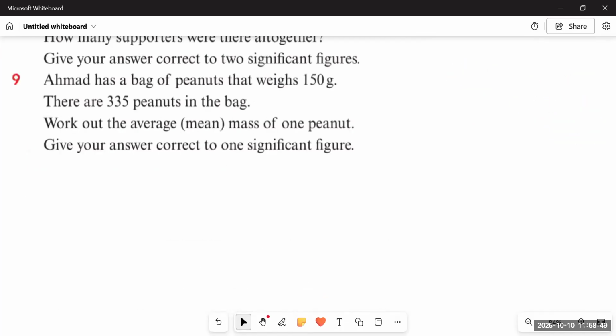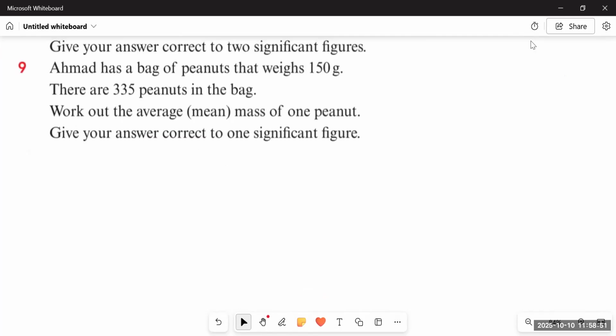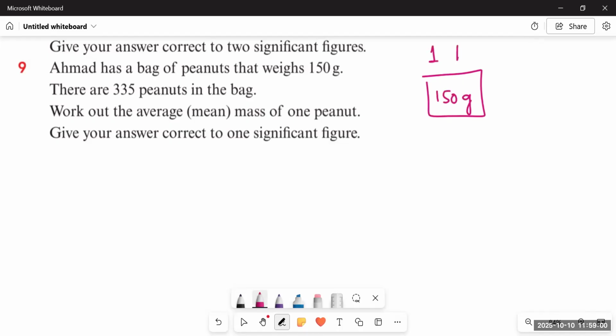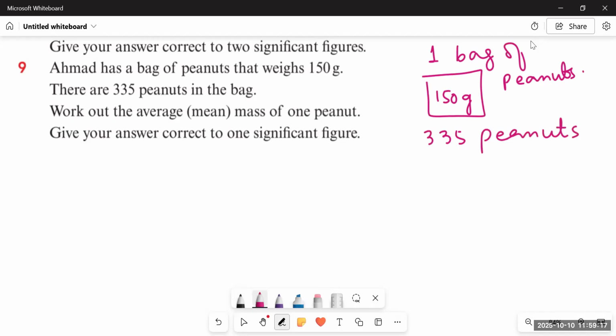Now, the next question says, Ahmed has a bag of peanuts that weighs 150 grams. There's a bag of peanuts and the weight of that particular bag is 150 grams. Then they are saying there are 335 peanuts in the bag. It means the mass of 335 peanuts is equal to 150 grams. Now we have to work out the average mass of one peanut.